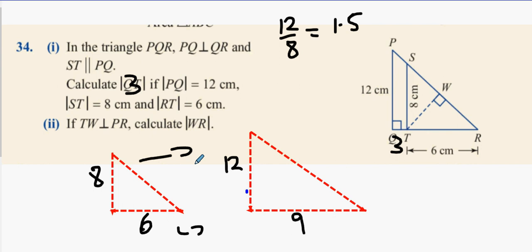If TW is perpendicular to PR, great. Calculate WR. What have we not done yet? We haven't done Pythagoras' theorem, have we? And it's a Pythagoras' theorem chapter. And the other hint is it's also a 90-degree triangle, right? So we have 6. And what's the other side we need? It'd be great if we knew what WT was.